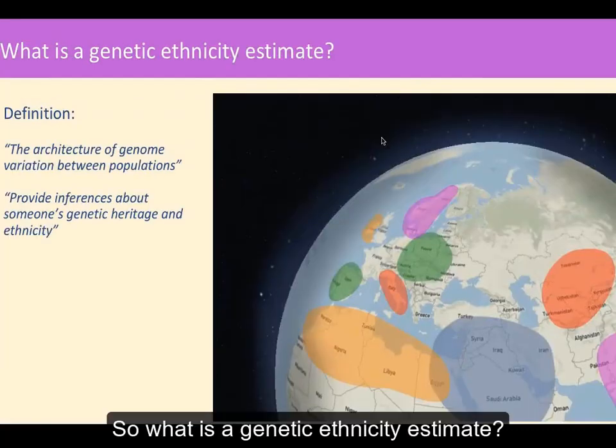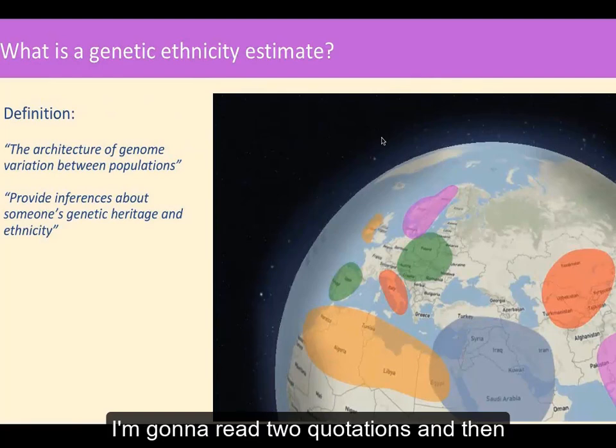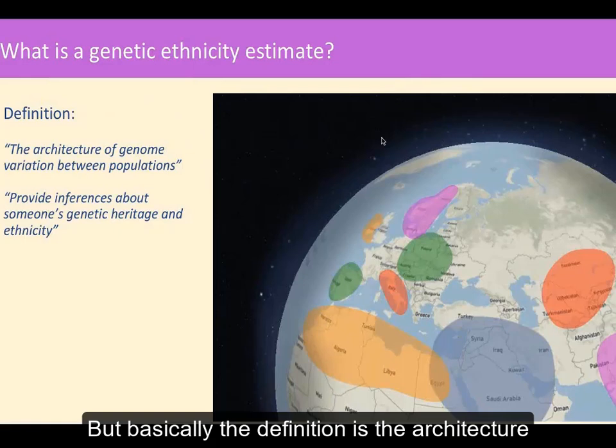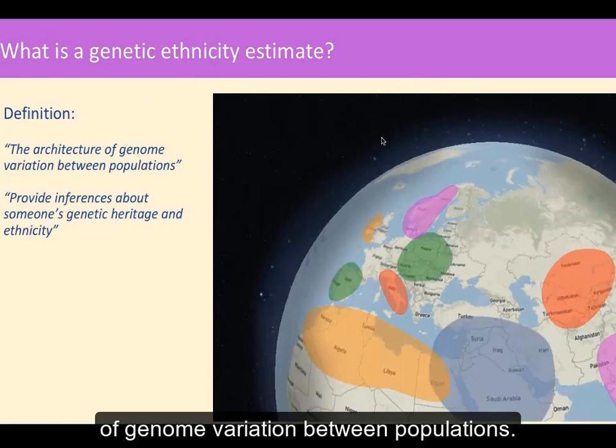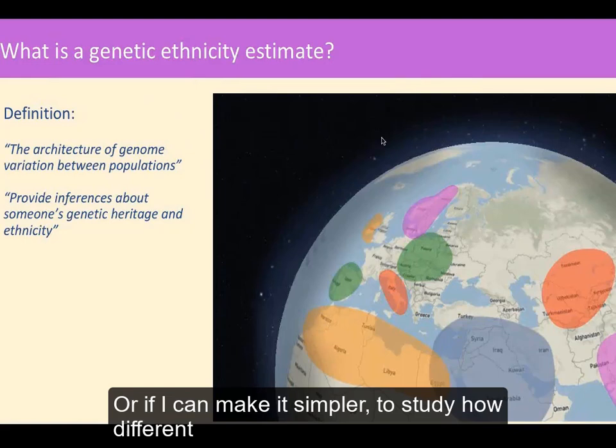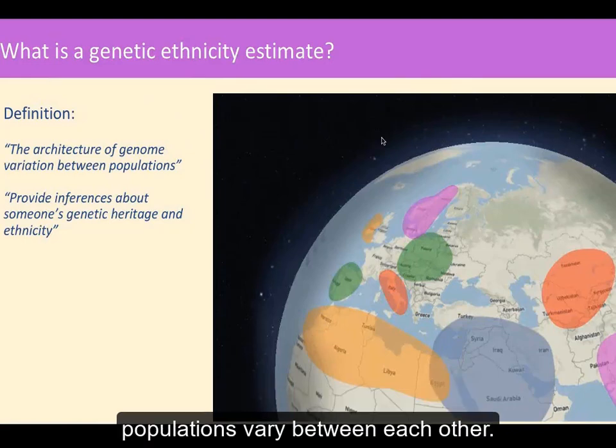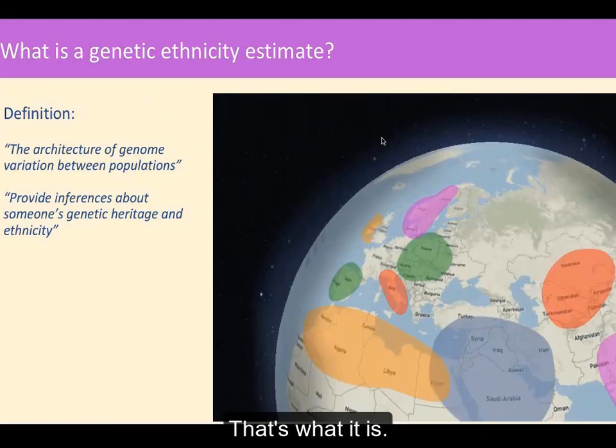So what is a genetic ethnicity estimate? I'm going to read two quotations, and then I'm going to explain them. But basically, the definition is the architecture of genome variation between populations. Or if I can make it simpler, to study how different populations vary between each other. That's what it is.